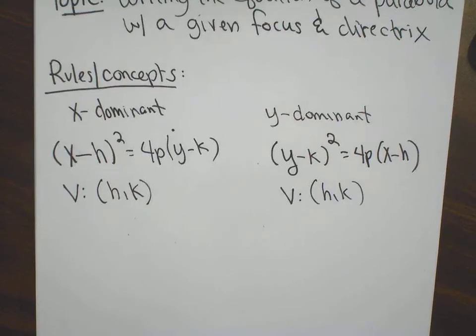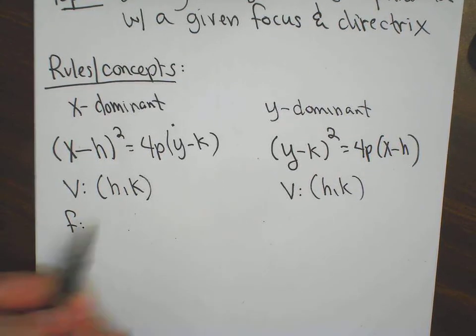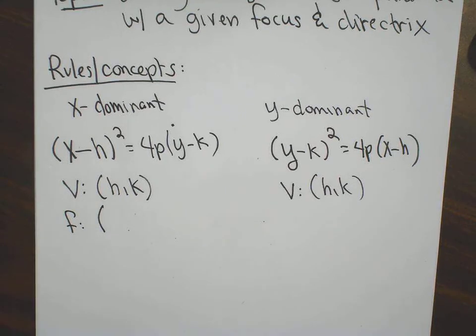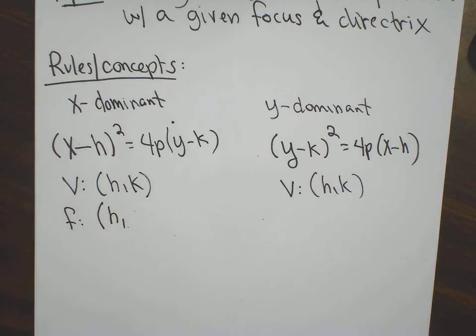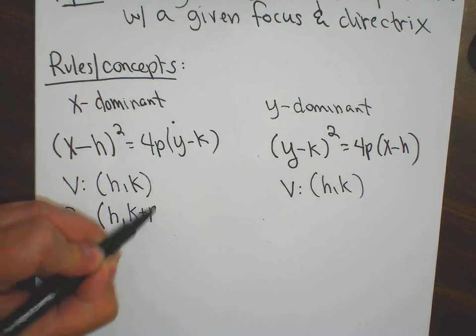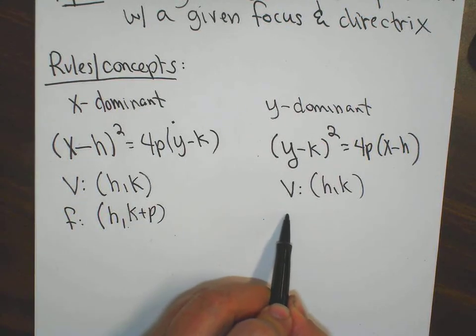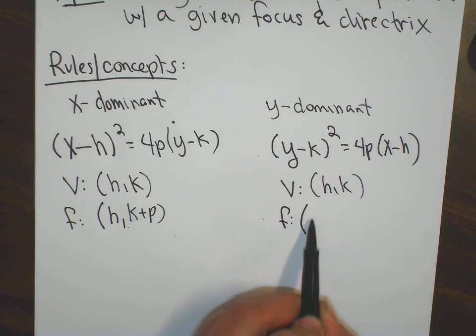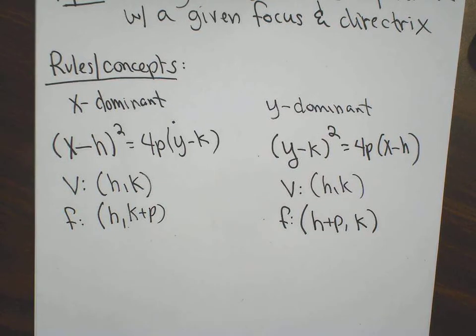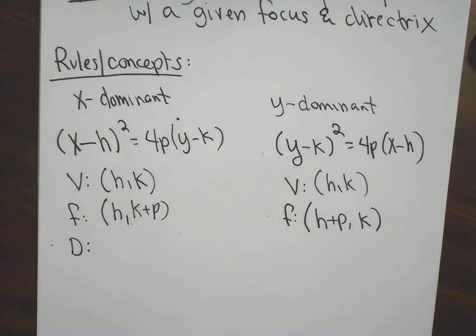So our focus, if I'm an X dominant parabola, the Y's are doing the work. So the h stays as it is. How do I get my focus? (h, k plus p). And for a Y dominant, the Y stays the same and the X's change: (h plus p, k). And the directrix, these are ordered pairs. The directrix is a what?